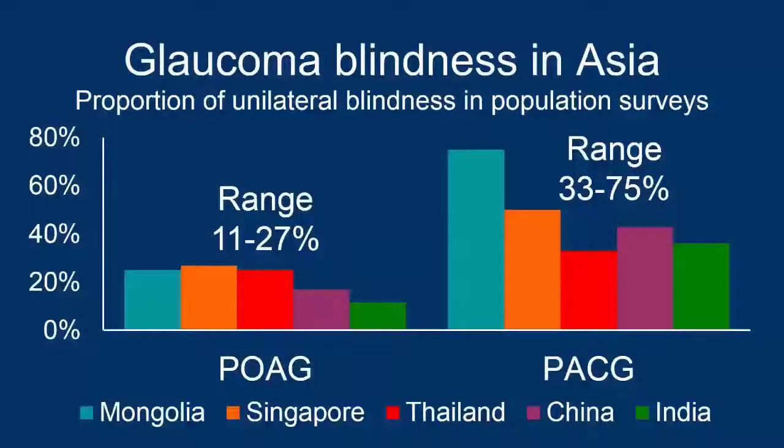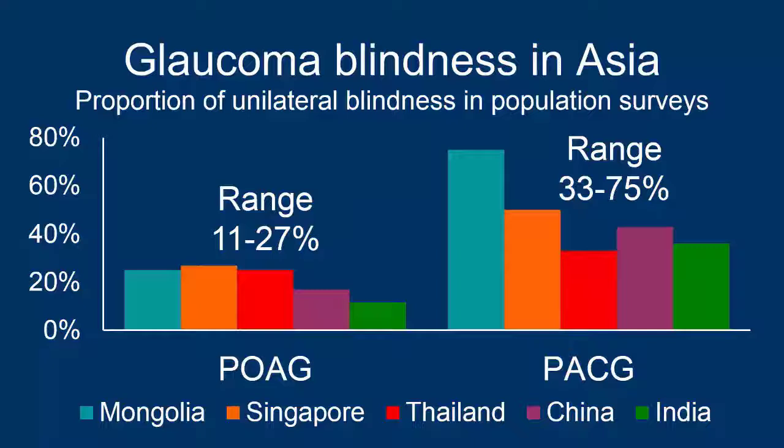As a cause of blindness in Asia, primary angle closure glaucoma is a more visually destructive and blinding disease, and this is data from prevalence surveys conducted across the region, which shows that patients with primary angle closure glaucoma, approximately half of them are likely to have one eye blind, which is almost twice as much as for primary open-angle glaucoma in that particular population.